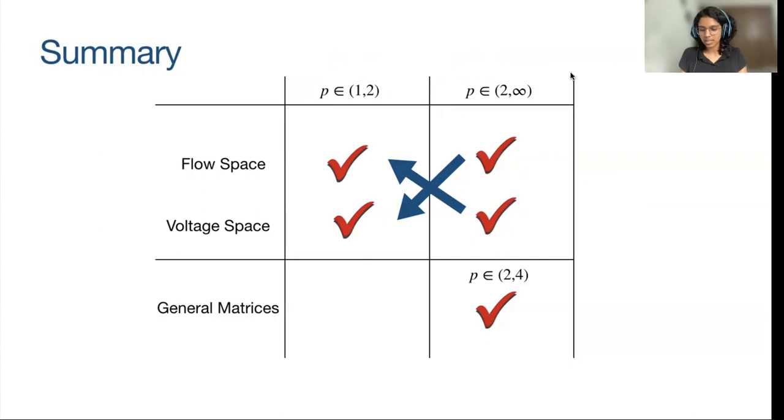So to conclude, we actually have an algorithm for all p greater than 1 for both flow and voltage problems.